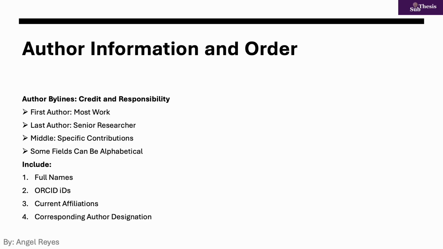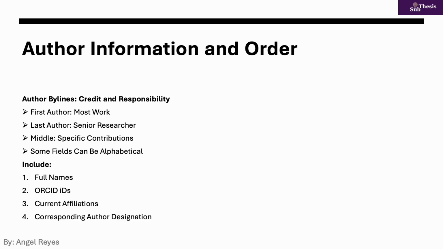First, author order. In most fields, first author did the most work, last author is the senior researcher. Middle authors contributed specifically, but some fields use alphabetical order. Know your field's conventions. Include ORCIDs.